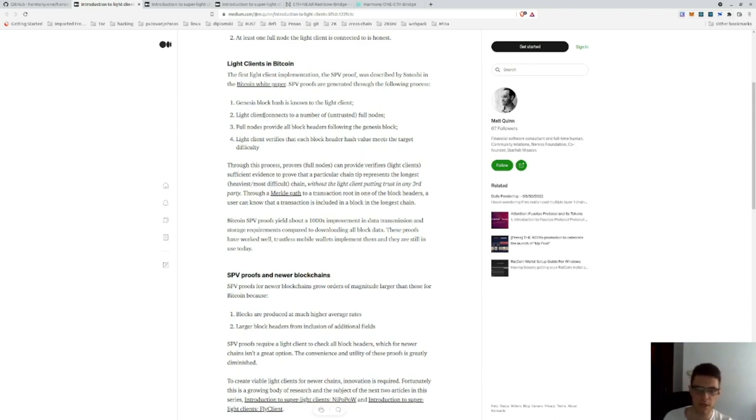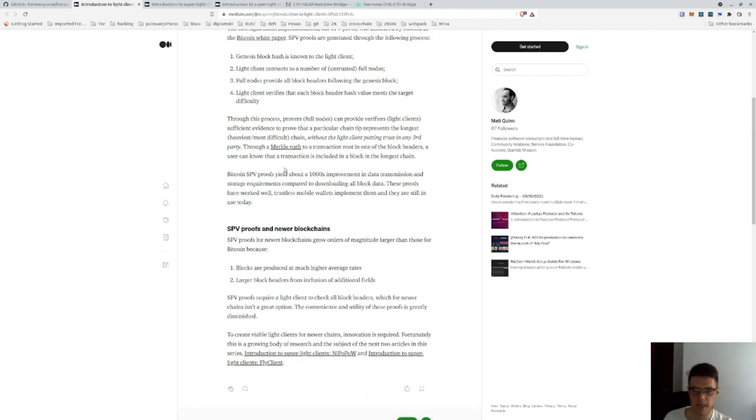We can download only block headers and then verify that each block header hash value meets the target difficulty. This is fine, but with the new blockchains, especially proof-of-stake blockchains, we need something better because those blockchains produce blocks at much higher average rate, and also the block headers are larger.